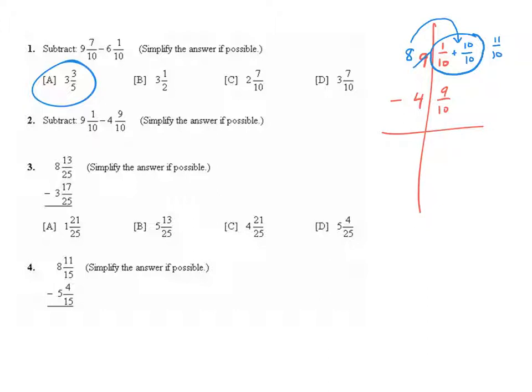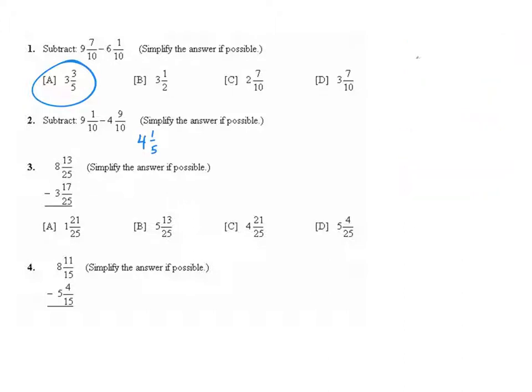And now I can subtract 9/10. 11/10 minus 9/10 is 2/10. That's not in simplest form because I can divide by 2 over 2, which gives me 1/5. And in the whole number column, I now have 8 wholes minus 4 wholes, which is 4 wholes. My answer is 4 1/5.